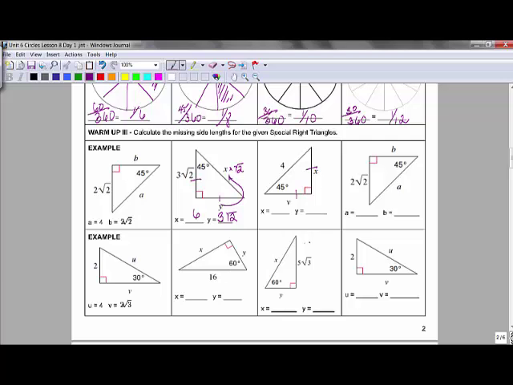45, 45, 90. These two are equivalent. I'm reversing it this time, so I'm going to divide 4 by the square root of 2 to get 2 square root 2.